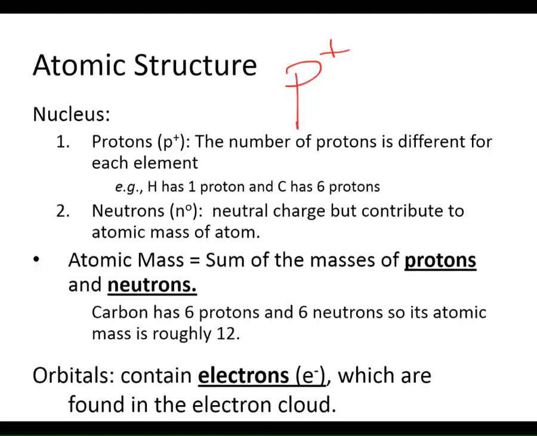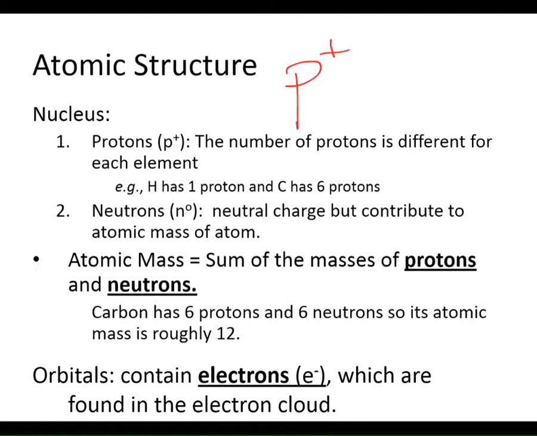Any atom that has one proton in its nucleus is, by definition, hydrogen. Carbon, for example, has six protons in its nucleus. If it's anything different than six, it's not carbon. So the number of protons is the defining part to saying, is it carbon, is it oxygen, is it nitrogen? It's the number of protons that defines it. Okay, and they're all squeezed into the nucleus.